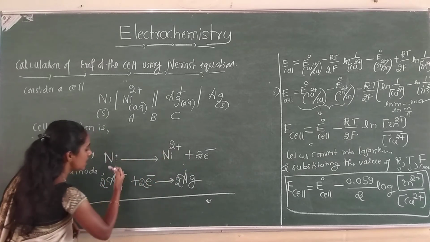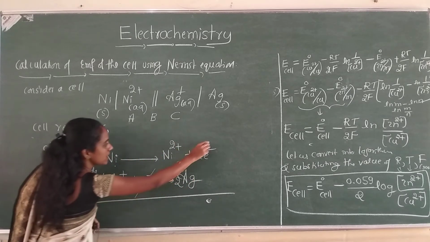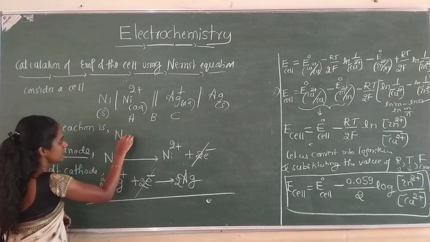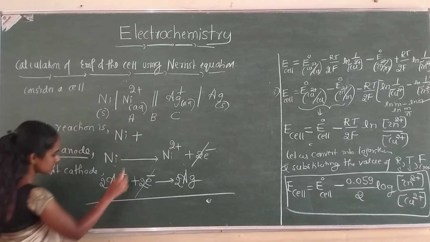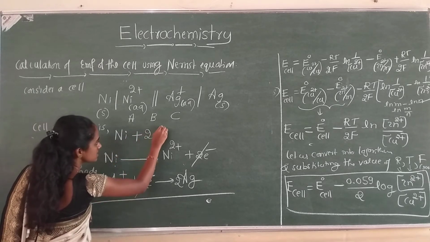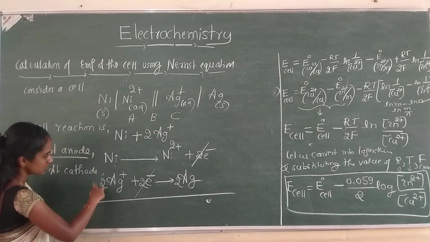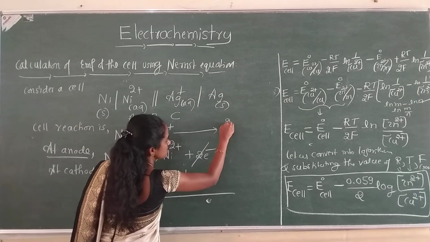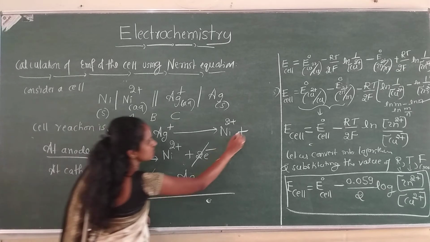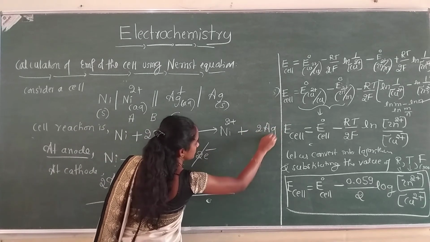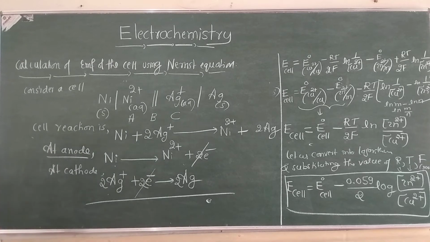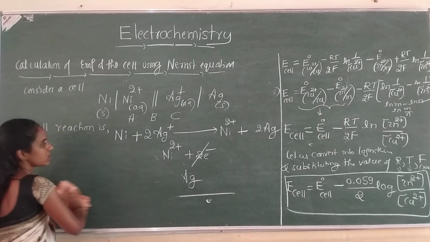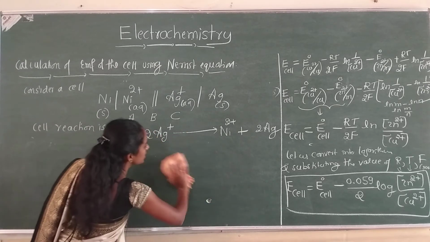Let us compare the left hand side and right hand side. Here we have 2 electrons, which cancel out. The remaining is, I'll write here, okay. In the left hand side we have nickel plus 2 Ag plus ions. In the right hand side we have nickel in plus 2 state plus 2 silver atoms. So we need only the cell reaction. This is the way how to write the cell reaction by combining the two half reactions.